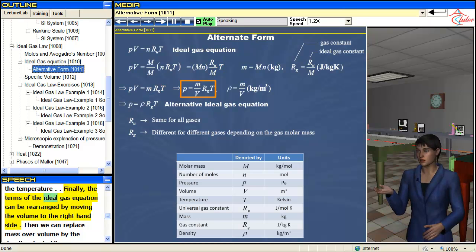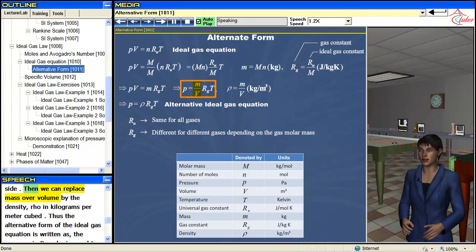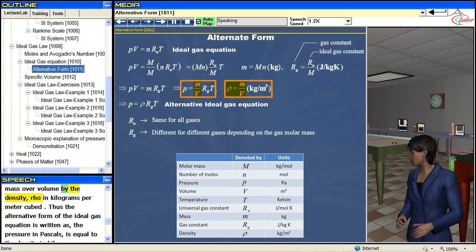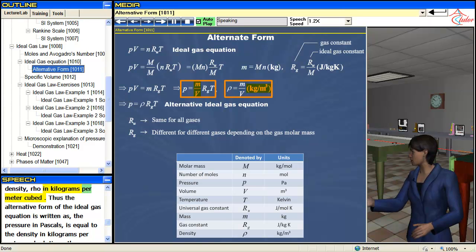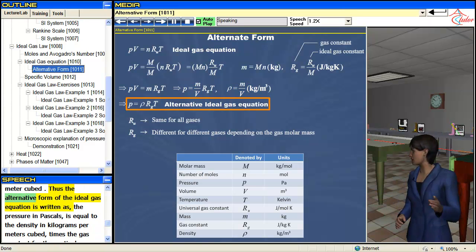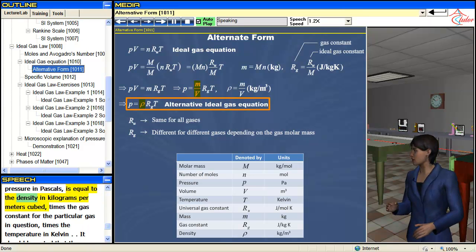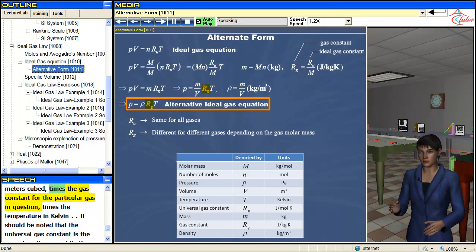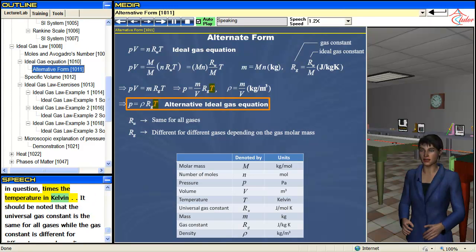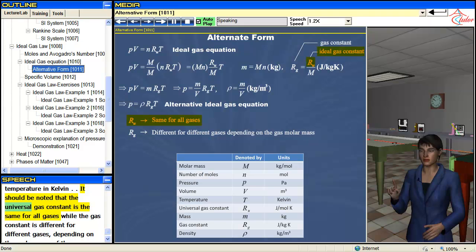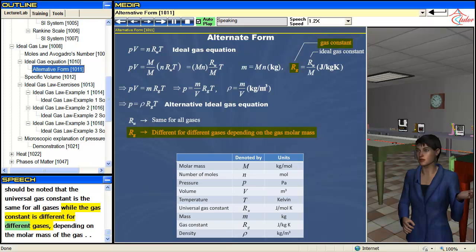Finally, the terms of the ideal gas equation can be rearranged by moving the volume to the right-hand side. Then we can replace mass over volume by the density, ρ, in kilograms per meter cubed. Thus the alternative form of the ideal gas equation is written as, the pressure in pascals is equal to the density in kilograms per meter cubed, times the gas constant for the particular gas in question, times the temperature in Kelvin. It should be noted that the universal gas constant is the same for all gases, while the gas constant is different for different gases, depending on the molar mass of the gas.